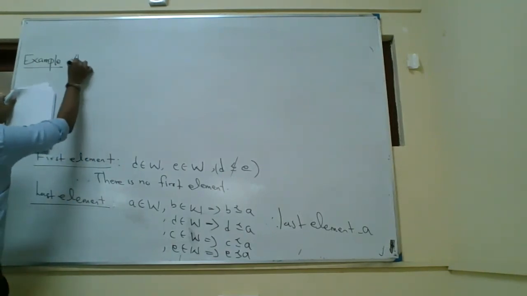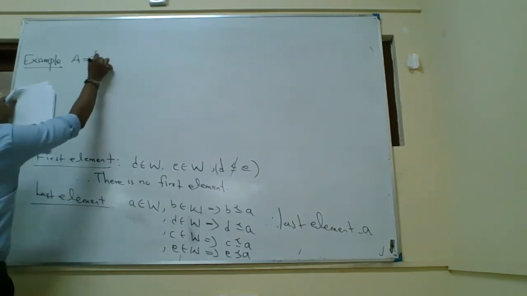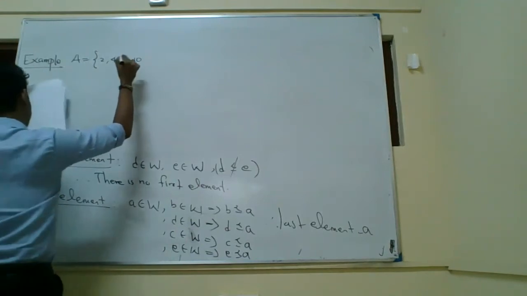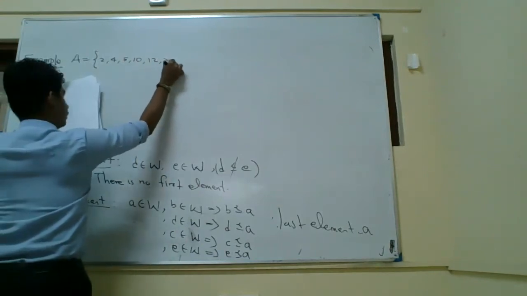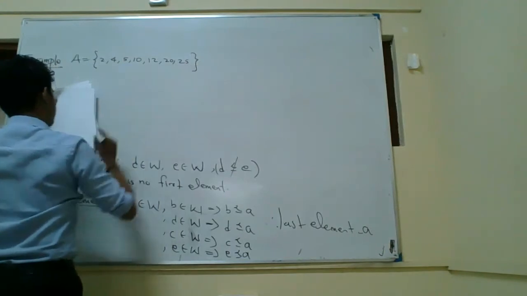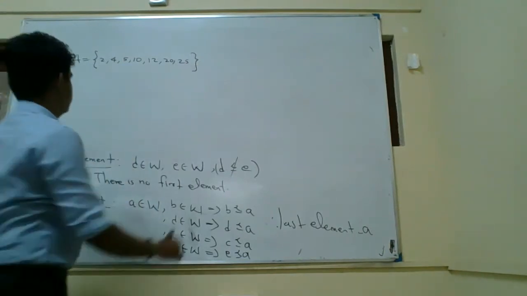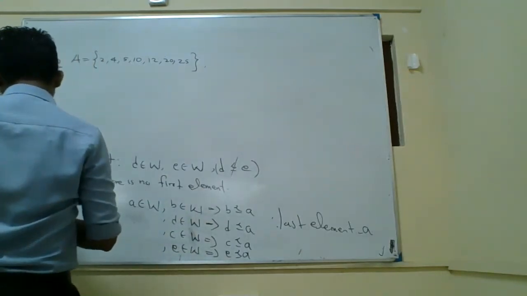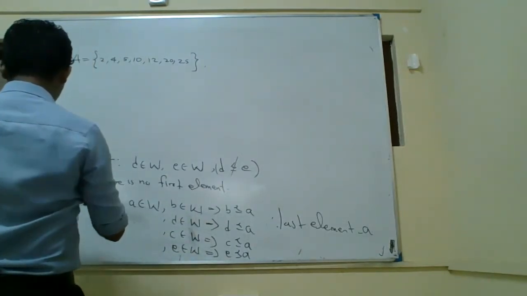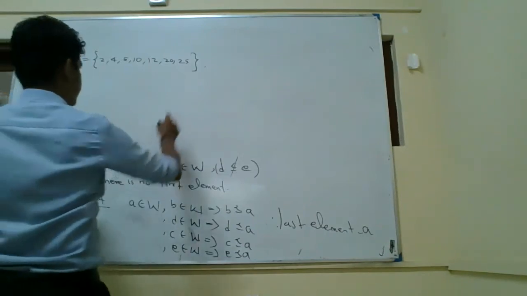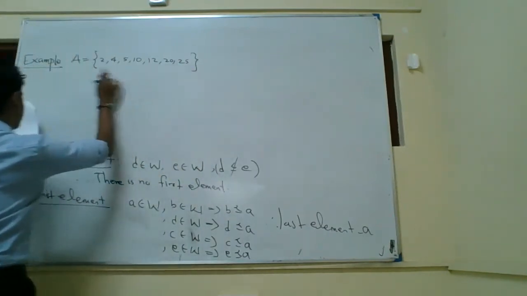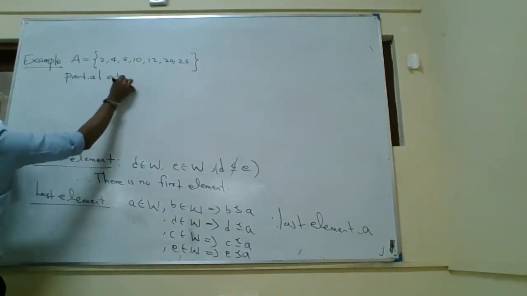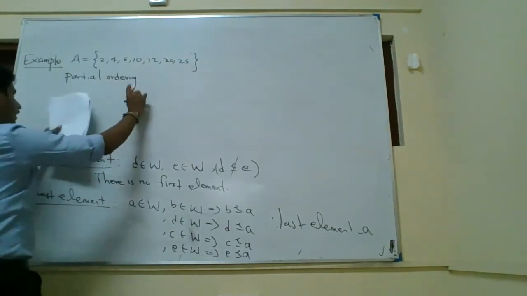In this example, you can get the set 2, 4, 5, 10, 12, 20, 25. For this set, the relation is divides, right? The relation is divides. For divides, they define a partial ordering. This is another set. Partial ordering.